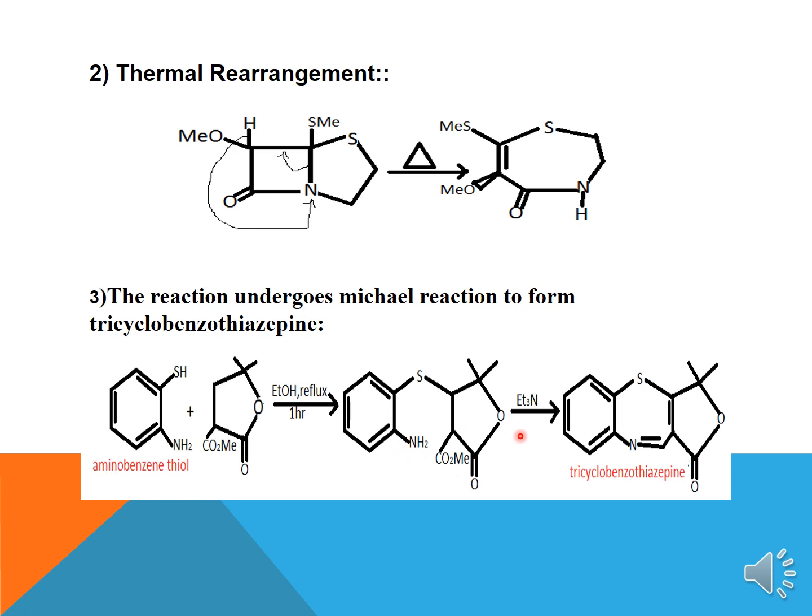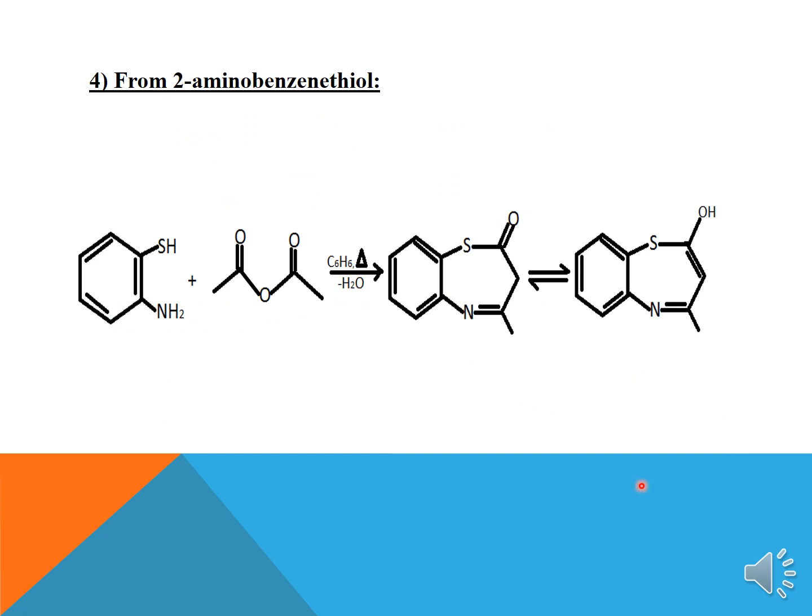And then moving on to the next step, first there is a formation of a cycloadduct. Upon treatment with triethylamine, at that time the whole ring gets closed, resulting in the tricyclobenzothiazepine.